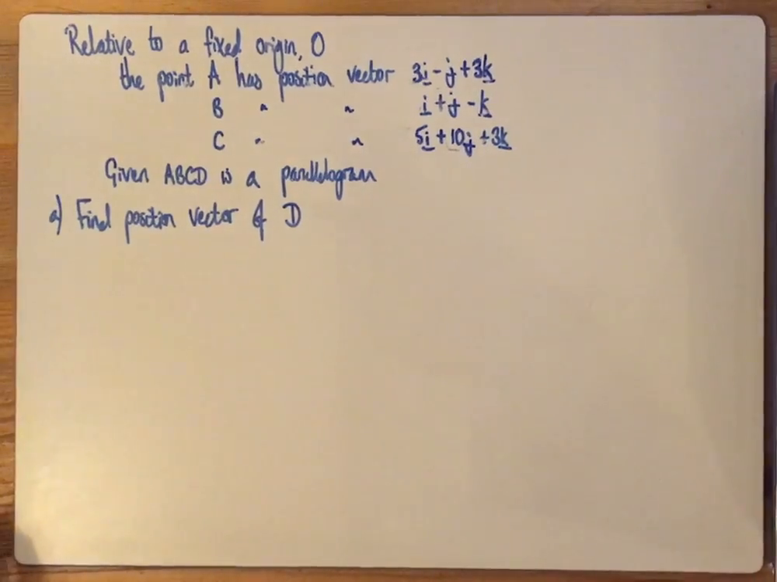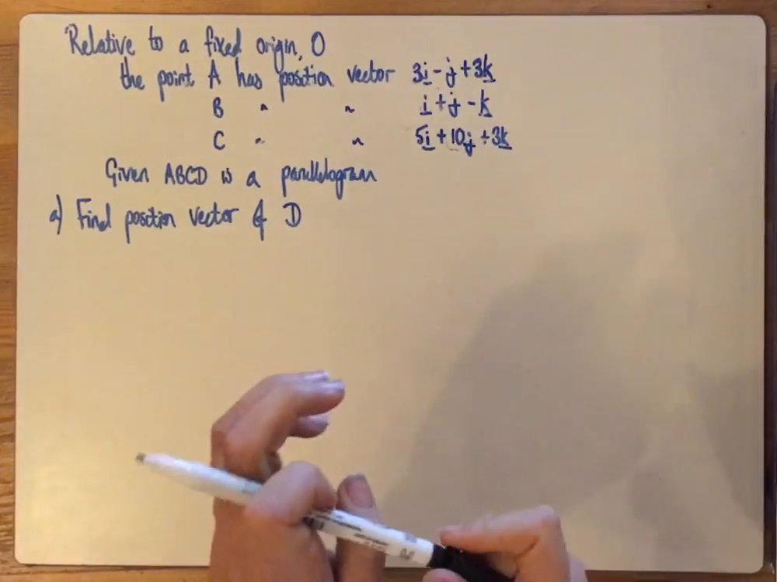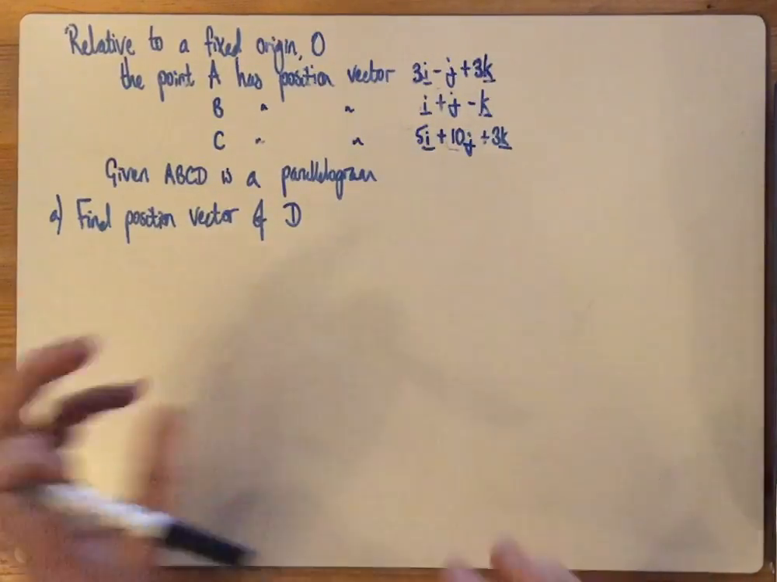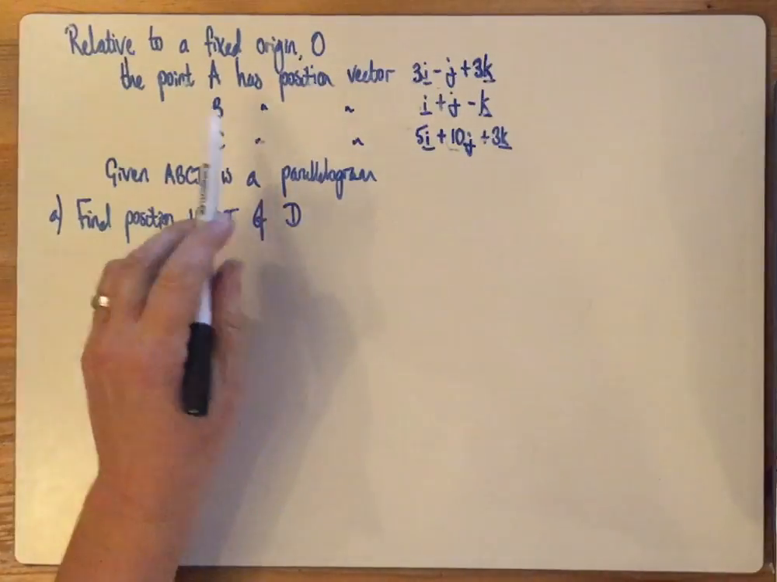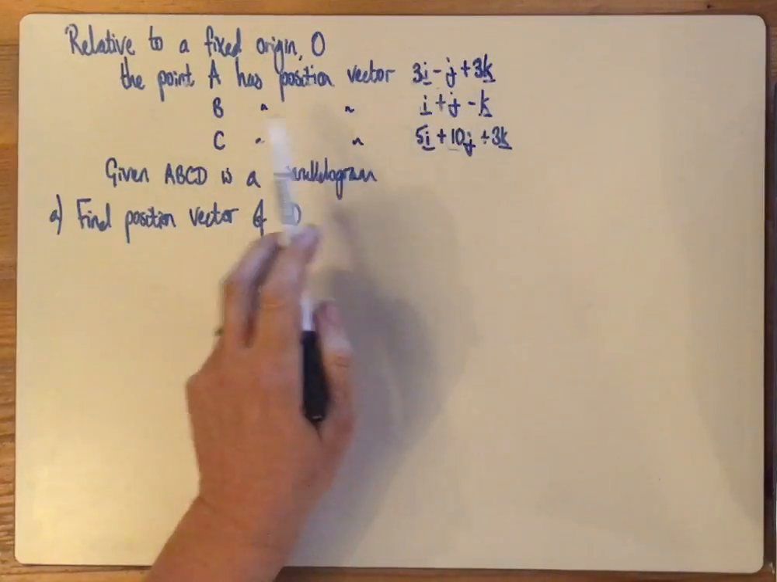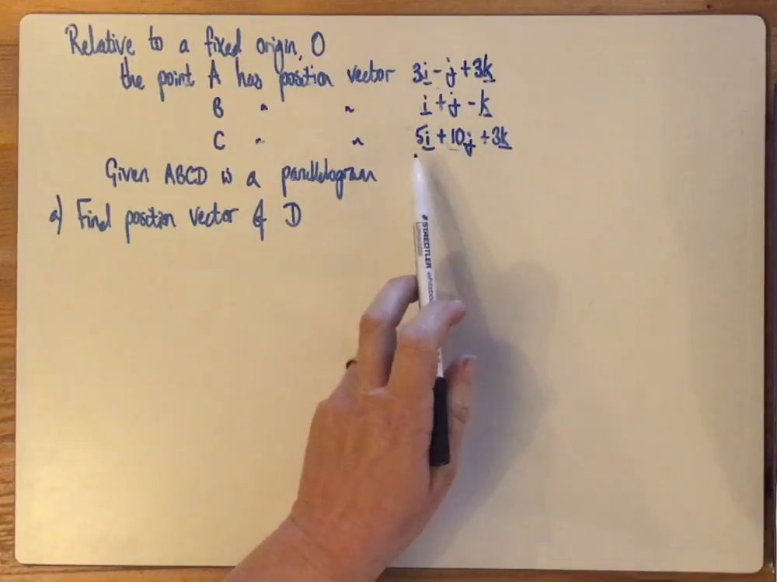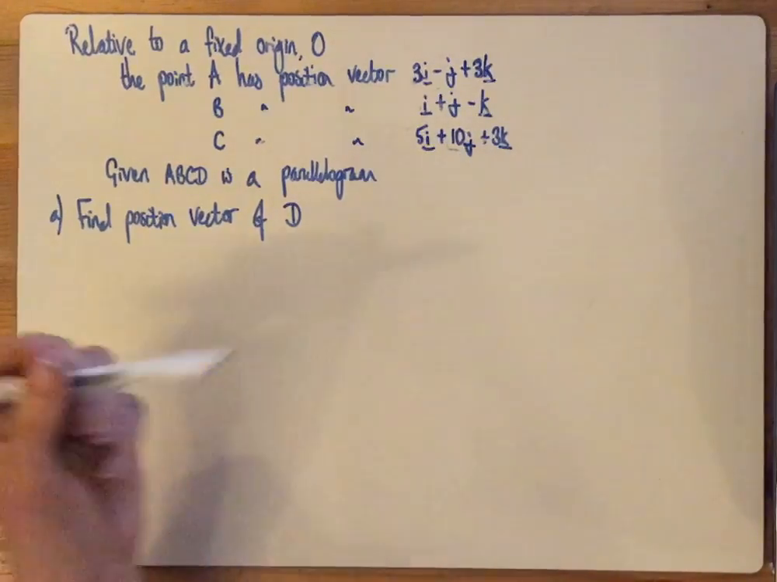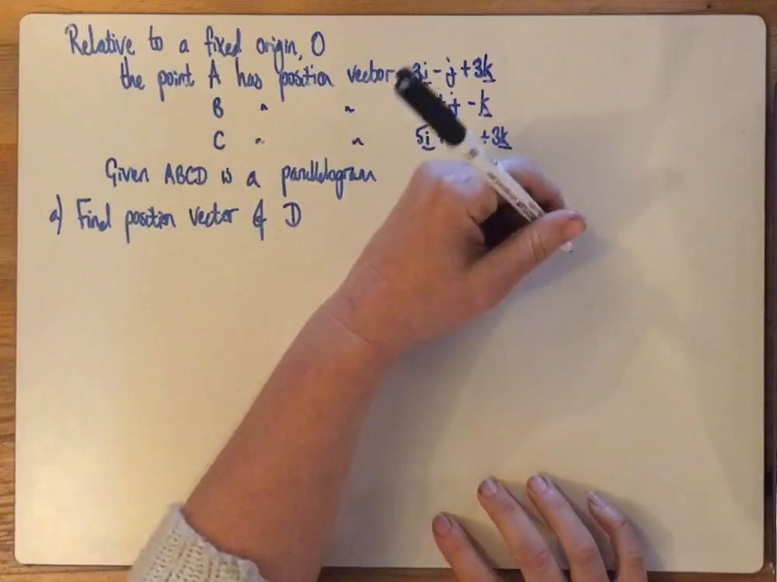Okay, vectors example. This is involving a parallelogram, which is a similar question is mentioned on your specification, so I thought it'd be a good one to go over. So A has position vector (3, -1, 3). B is (1, 1, -1). C is (5, 10, 3). And we're told that ABCD is a parallelogram.